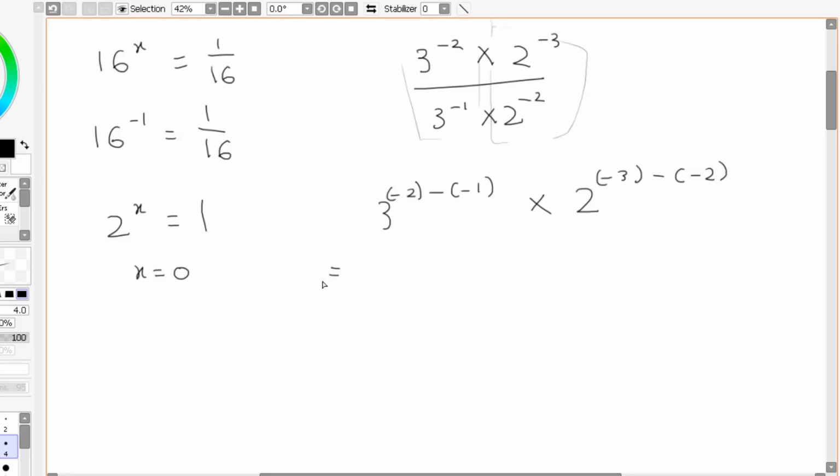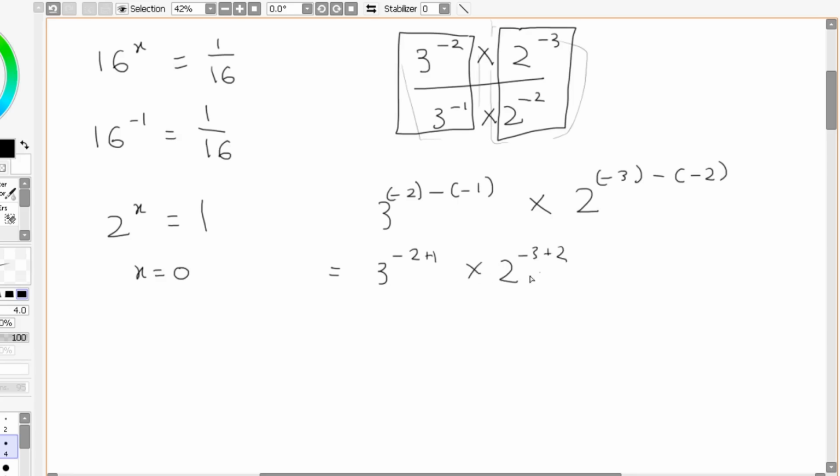And it's being multiplied because that is what's happening here. We kind of are working with this part, simplifying it, and then working with this part, simplifying it, and then together that is being multiplied, so it works. So you can simplify this further. 3 to the power of negative 2 plus 1 times 2 to the power of negative 3 plus 2.